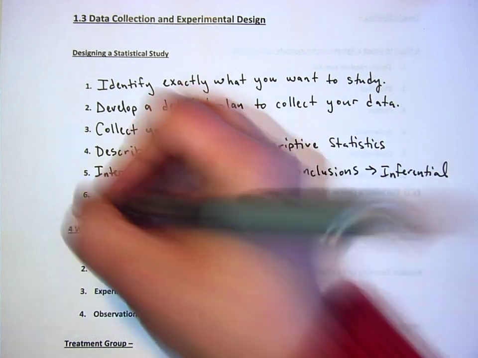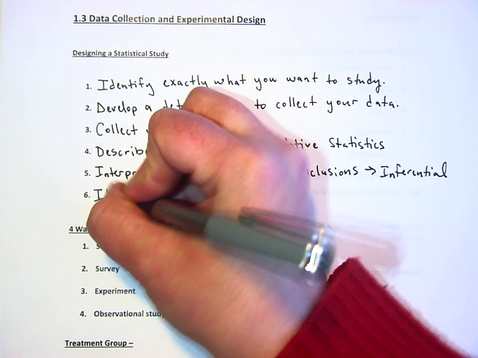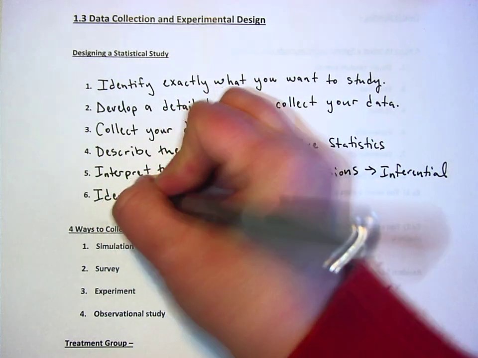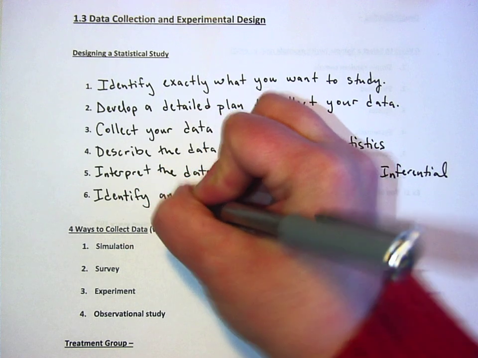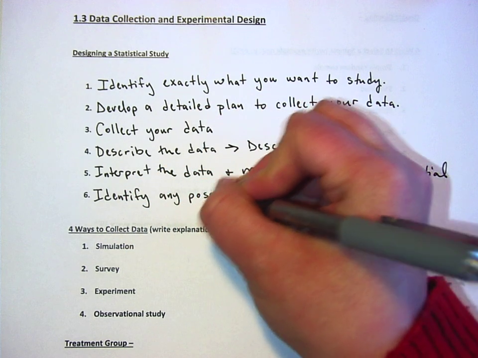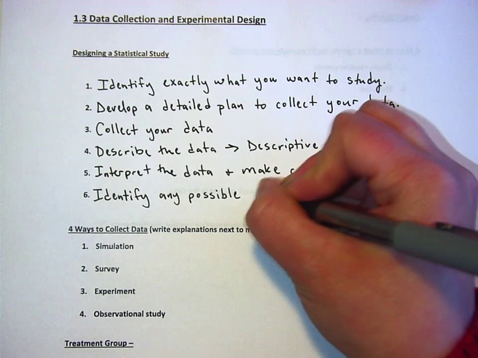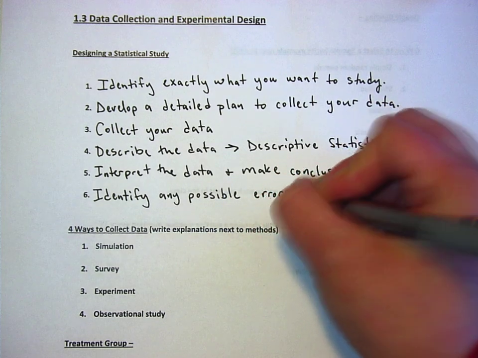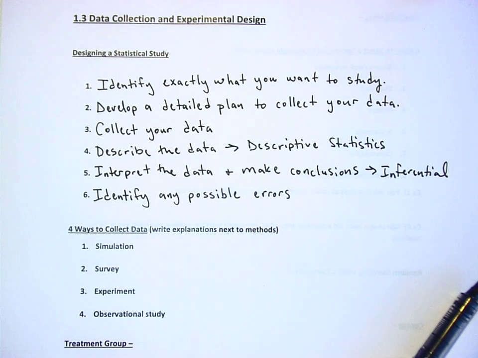And step 6, which is the most important, is to identify any possible errors, because you might find out that your study is bogus. We will, in this class, be doing a couple different projects where you're going to design your own study and figure out exactly what you want to study and then do it.